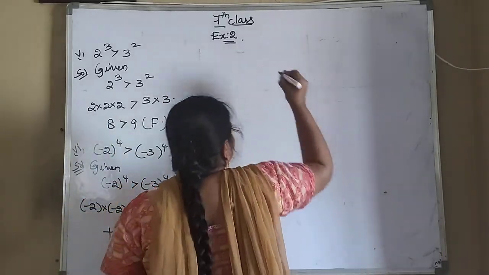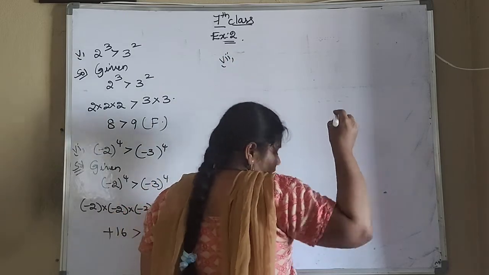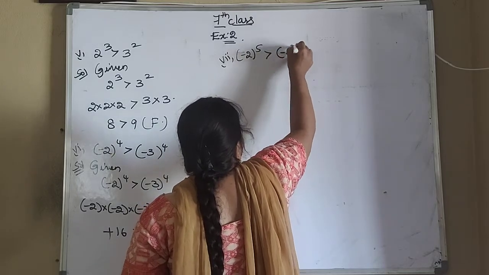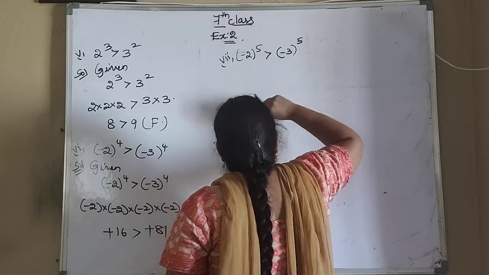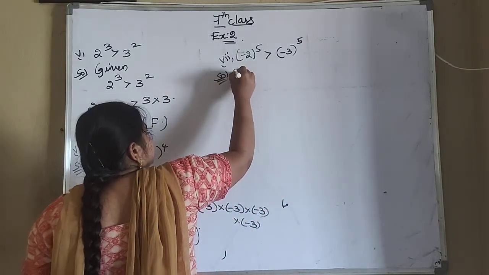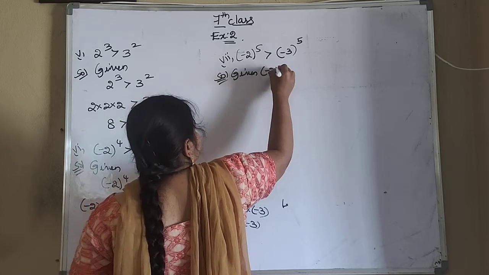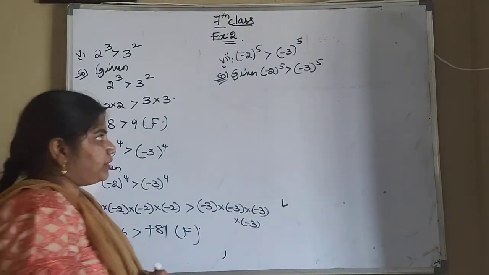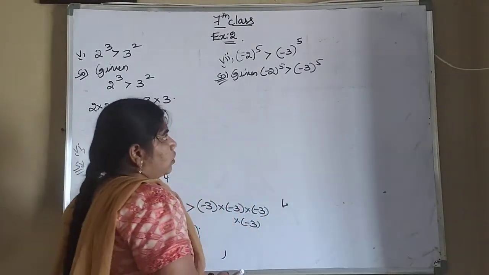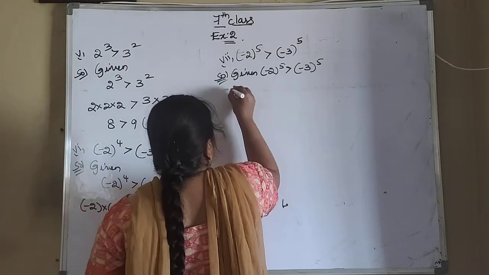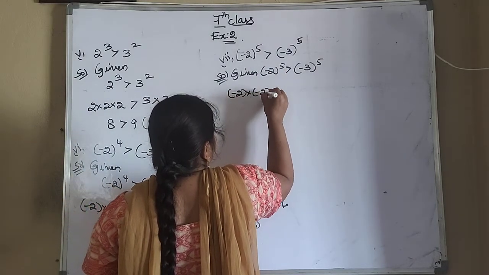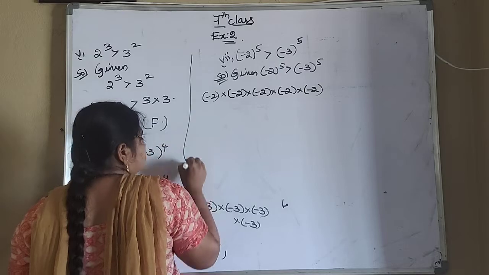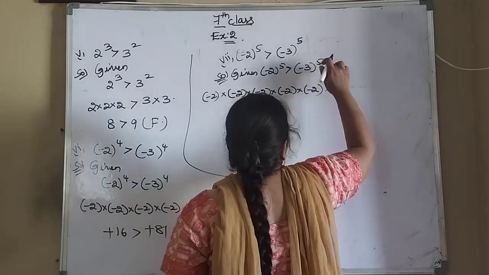Last one in this exercise, seventh one. That is minus 2 whole power 5 is greater than minus 3 whole power 5. So whether it is true or false we will check. So given minus 2 whole power 5 is greater than minus 3 whole power 5. So here minus 2 we have to multiply 5 times, as well as minus 3 also you have to multiply 5 times. So multiply this, minus 2 into minus 2 into minus 2 into minus 2 into minus 2, and minus 3 we have to multiply 5 times.